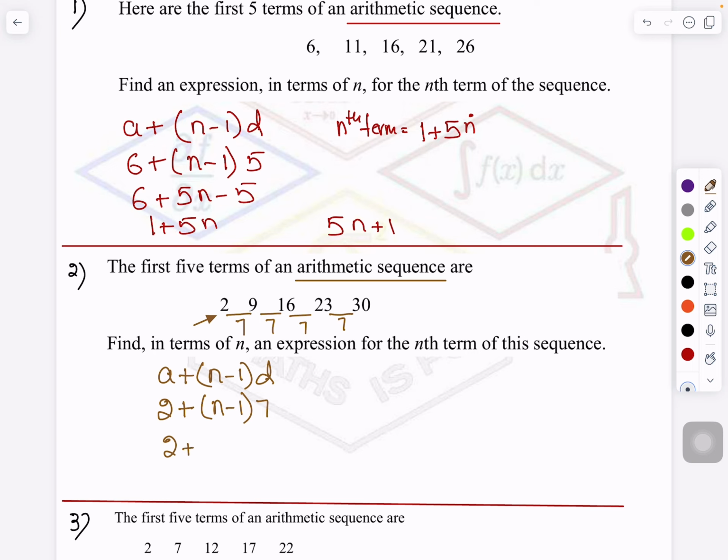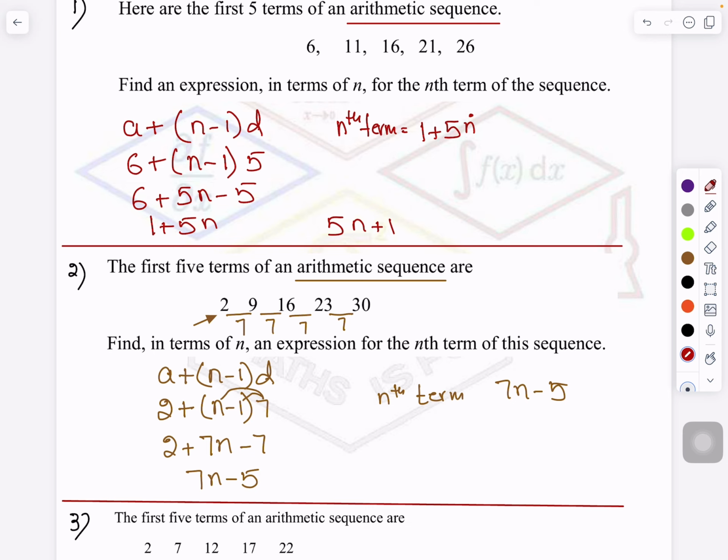So 2 plus 7 will multiply by n, 7n. 7 will multiply by minus 1. So it is 7n minus 5. So my nth term for the sequence is 7n minus 5. If you want to check whether this nth term is correct or not, you know what you will do?